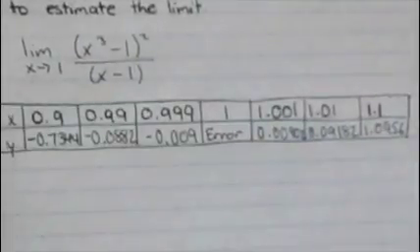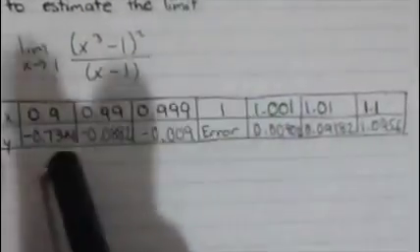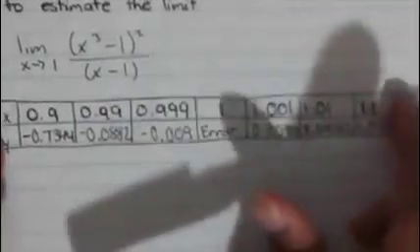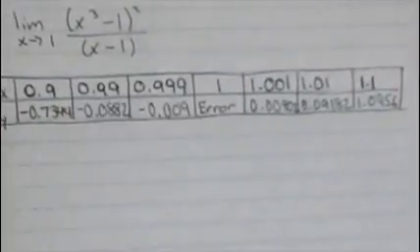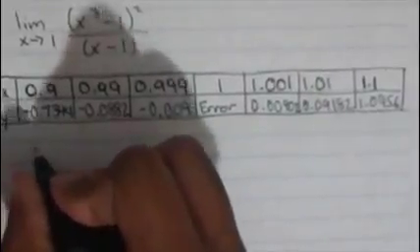So if you look at it from both ends, as x is getting closer and closer to 1 from the left side, y is getting closer and closer to 0. As x is getting closer and closer to 1 from the right side, y is also going closer and closer to 0. So the limit for your equation is going to be 0.